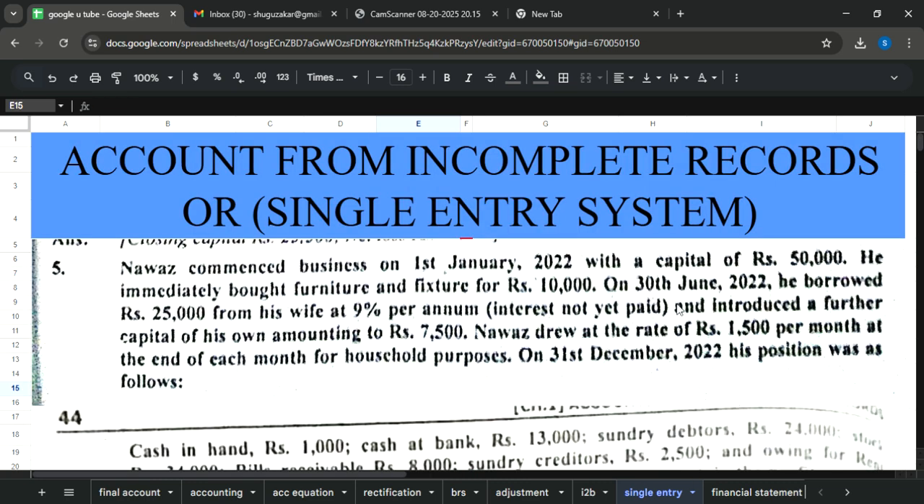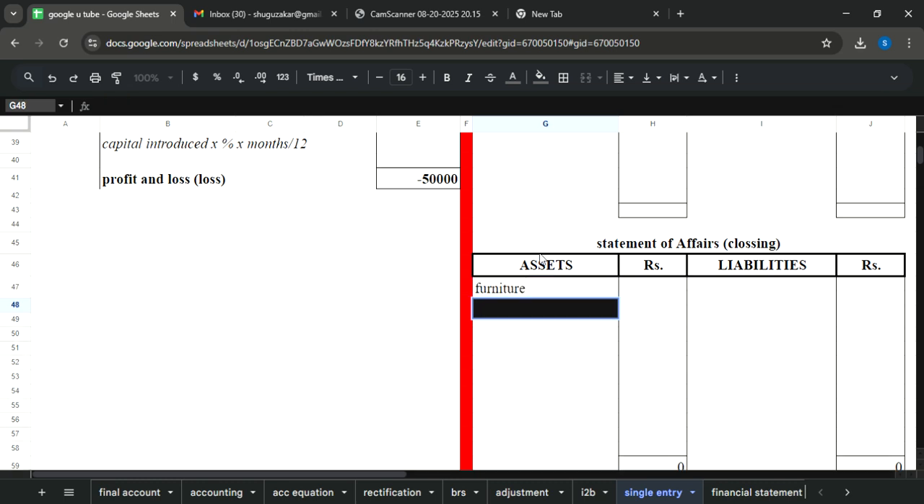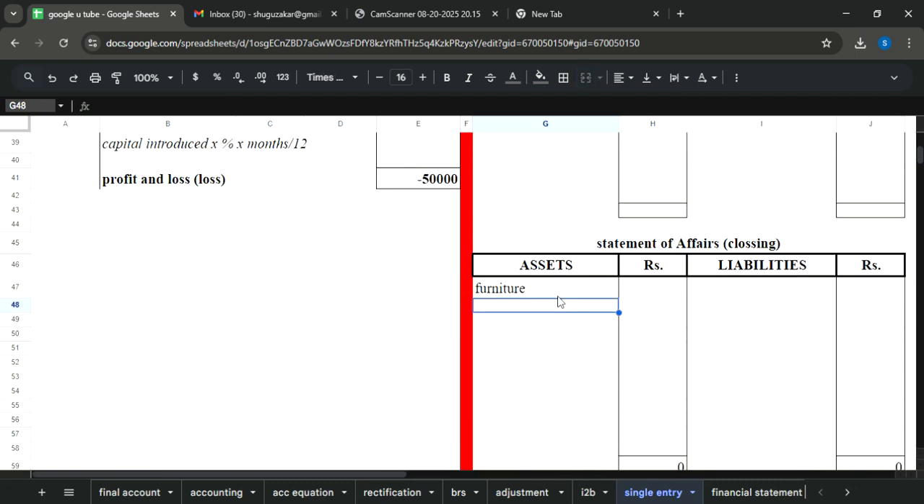Next, he immediately bought furniture for 10,000. Furniture is your asset. You will go to the closing statement and mention furniture, and we will be waiting for any adjustment related to furniture. So we will leave one line over here. The amount of furniture mentioned is 10,000, so just write down 10,000 on the closing asset side.